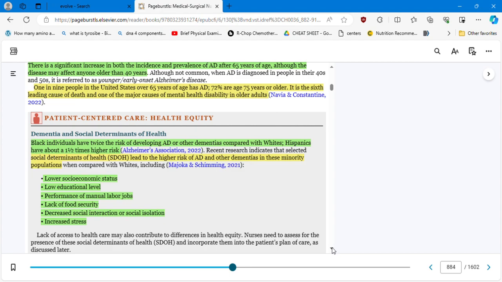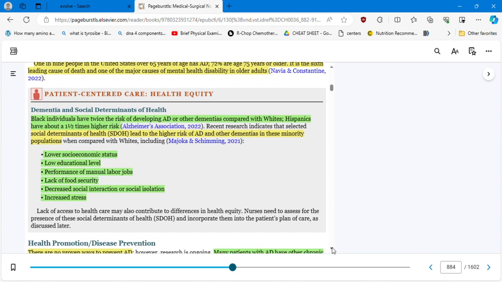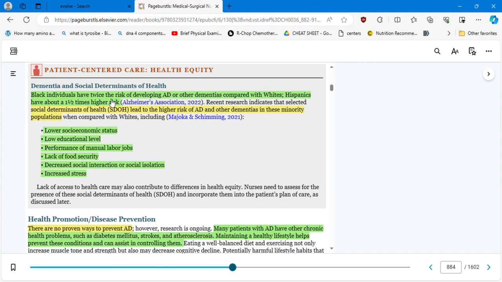are very high. Okay, dementia and social determinants of health. So basically, Black individuals have twice the risk of developing AD or other dementias compared with whites. Hispanics have about 1.5 times higher risk. But look at these factors. These social determinants of health. For example, lower socioeconomic status, low educational level.